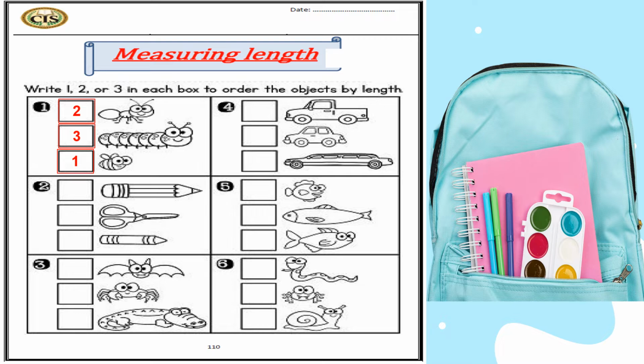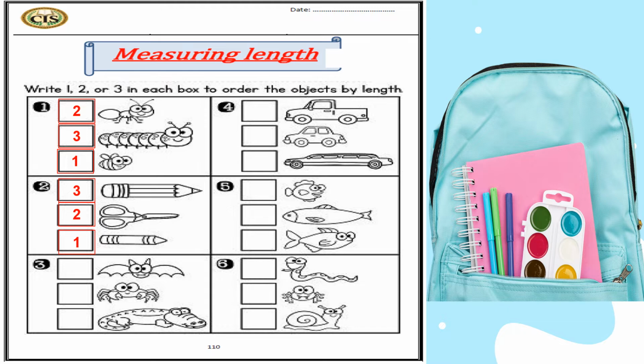Number 2, which of these objects is shortest? Which one? Yes, this one, we will give it number 1. And which of them is longer? Let's think. This one, number 2. Which of them is very long? This one, this is number 3.